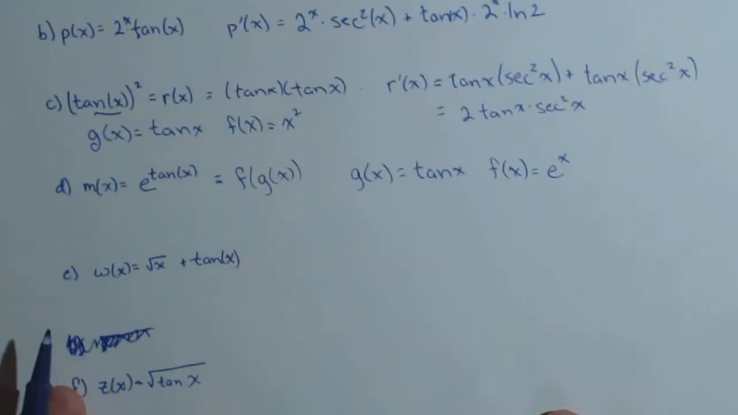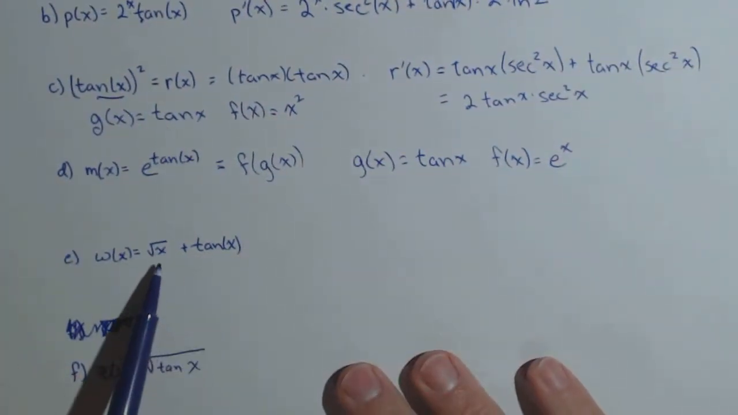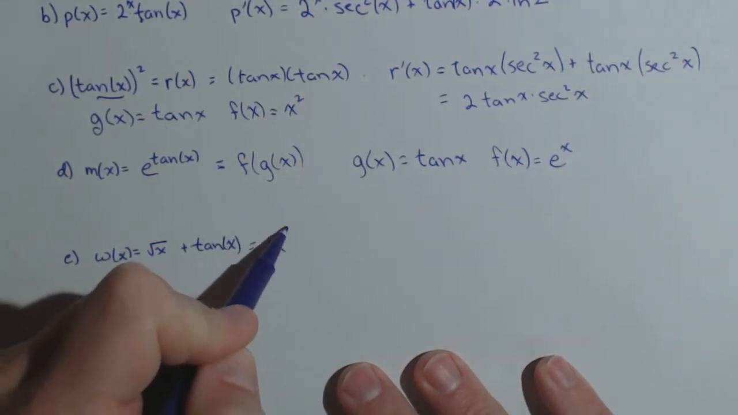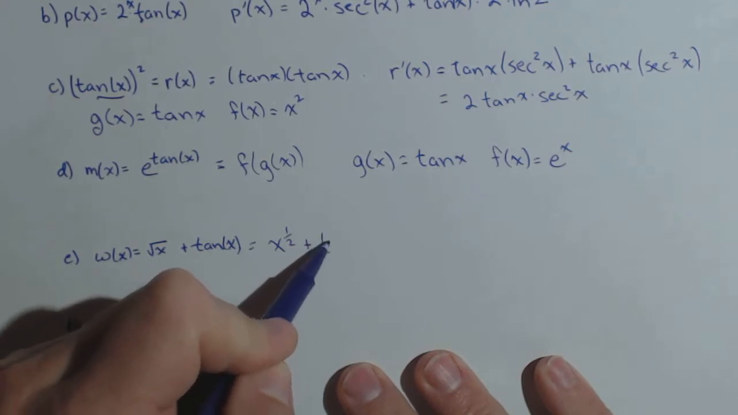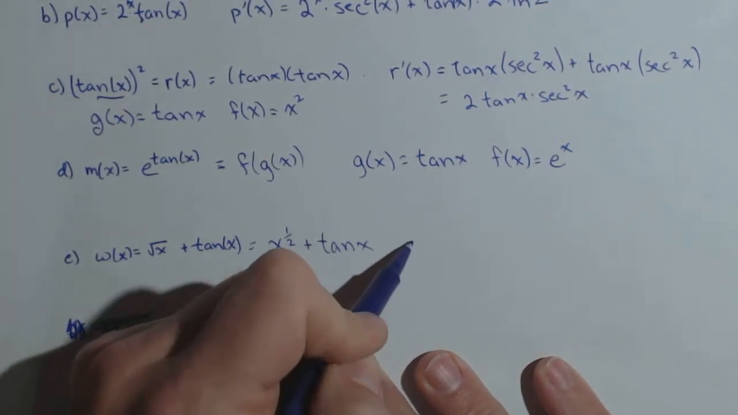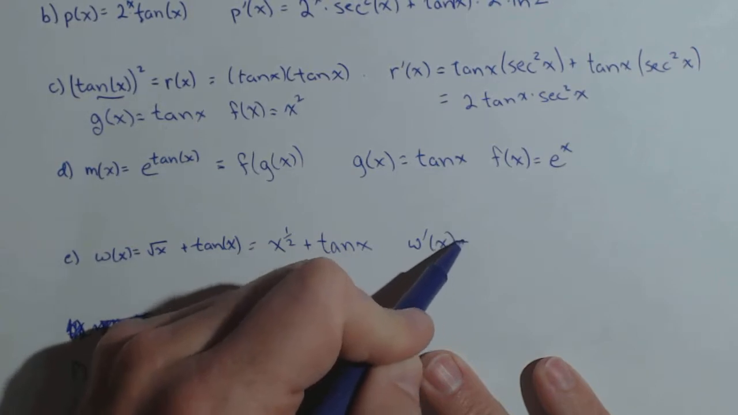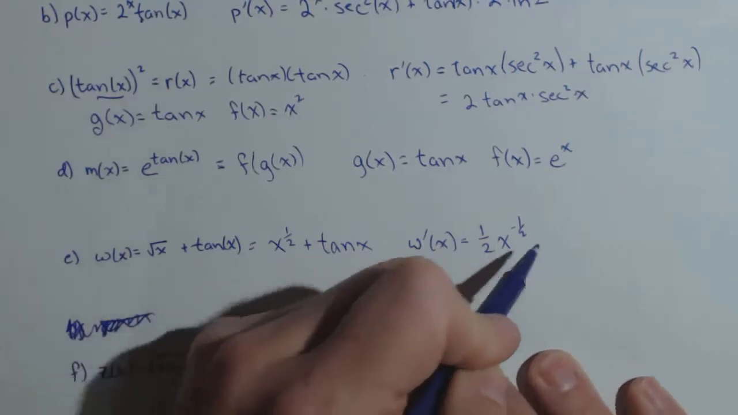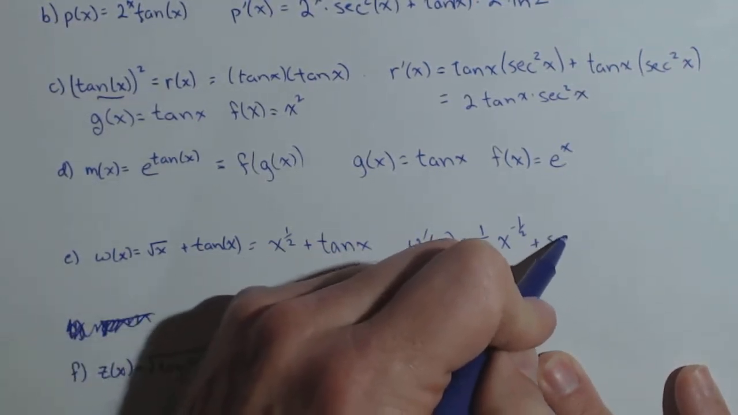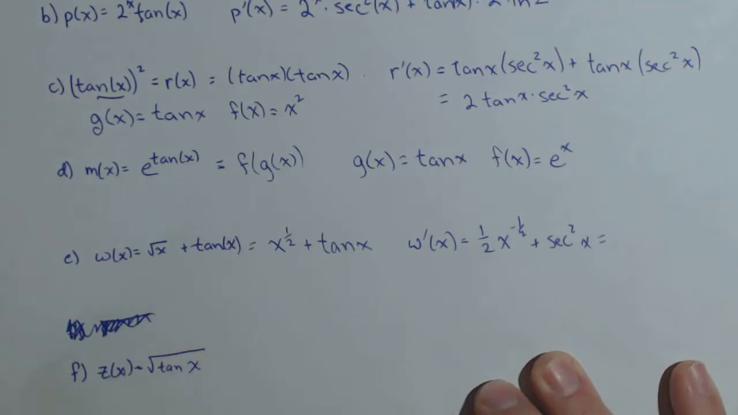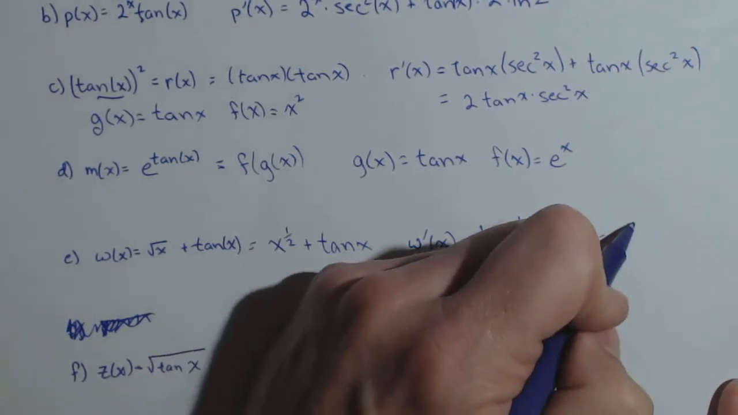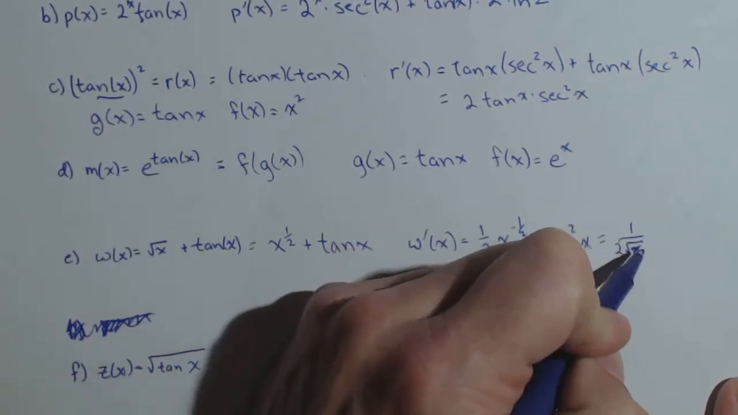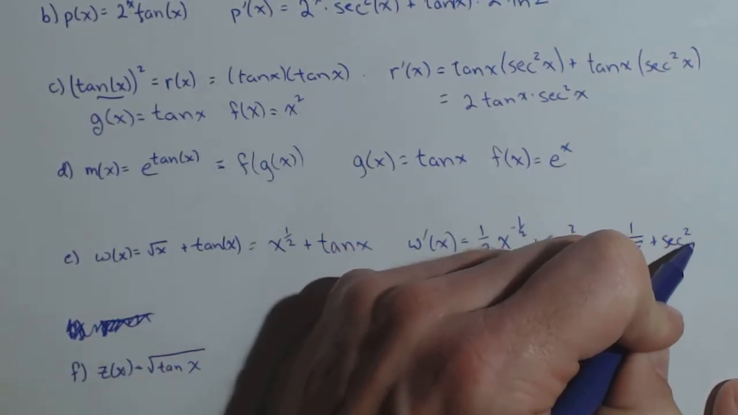Down here in E, we don't even need product or quotient rule, but we might want to rewrite this as x to the 1/2, so we can use our power rule, plus tangent of x. So the derivative of w, called w prime of x, is going to be 1/2 x to the minus 1/2 plus the derivative of tangent, which is secant squared x. We can just do that one piece by piece. If we want to put it back in terms of radical, 1/2 square root of x plus secant squared x.